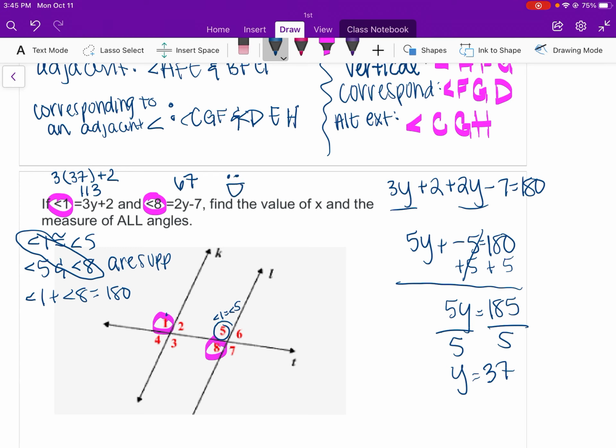Now we just have to go in and label. So 1 is 113, so its vertical angle is 113. We already know that 1 and 5 are equal to each other, so this is also 113, and its vertical angle is 113. Now, in simple terms, every other angle is 67. So 67, 67, 67, and 67. Pause the video if you have any questions about what I've done so far.